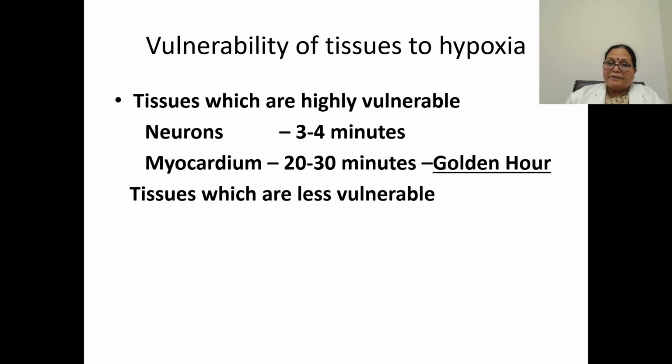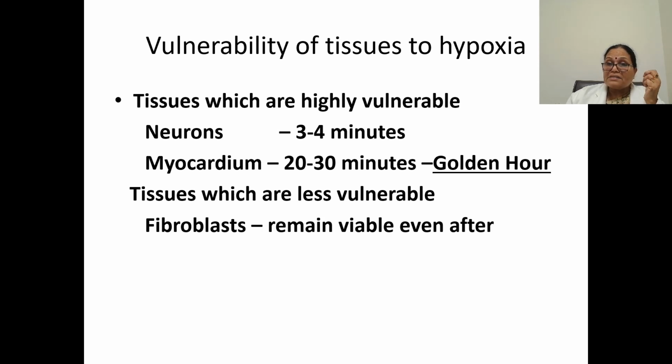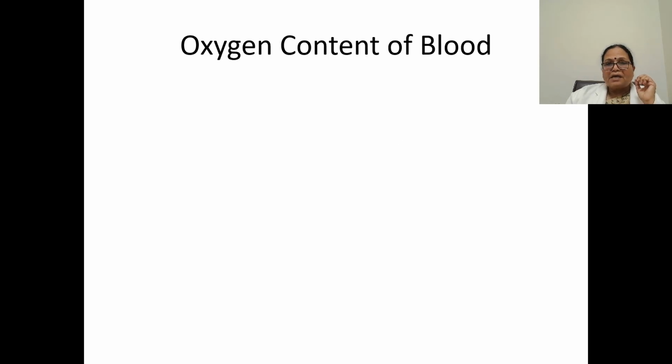This is the time if somebody gets a myocardial infarction and a cardiac arrest. If you can rush that person to the hospital immediately within 20 to 30 minutes, most of the times the patient can be saved. Tissues which are less vulnerable are fibroblasts, which remain viable even after hours, and skeletal muscle. Usually, it is not very susceptible.